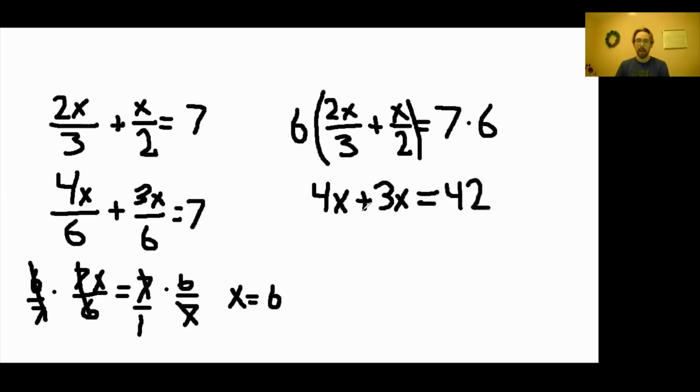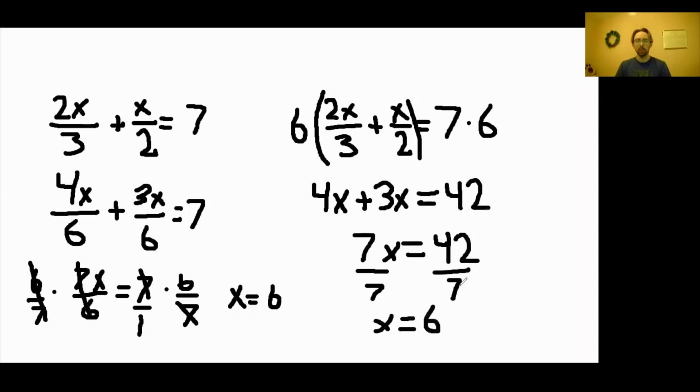All right, we can add the left side of the equation to get 7x equals 42. To get the x by itself, we divide both sides by 7. And guess what? x equals 6. So we got the same answer on both sides.